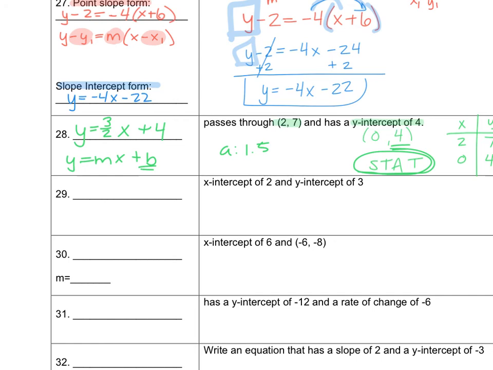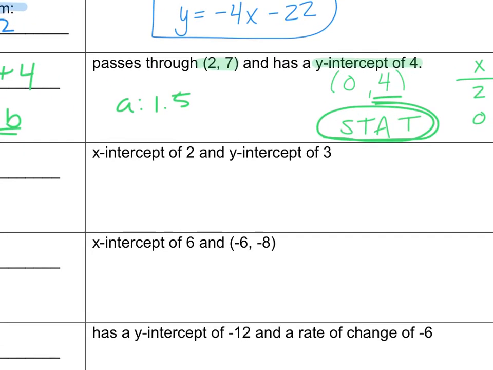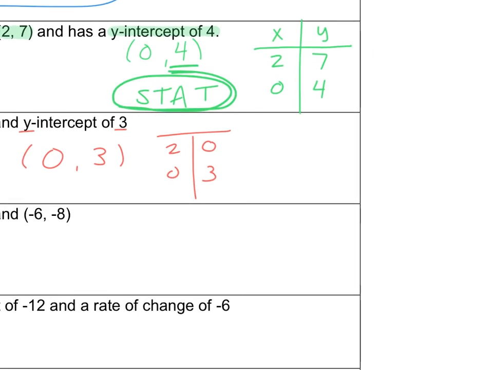Okay, 29 is a bunch of the same, but it's got that x-intercept and that y-intercept in disguise. So with the x-intercept, you want the x number to be 2, and then y is 0. With the y-intercept, I want your y number to be 3, and the x to be 0. So that allows you to set up a table, 2, 0, 0, 3, to be able to put that in stat to find your equation.